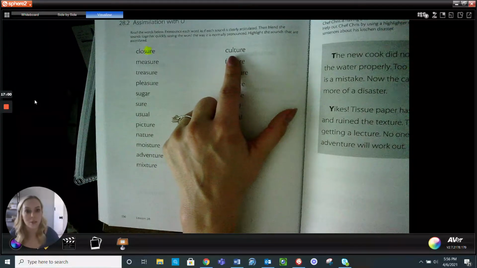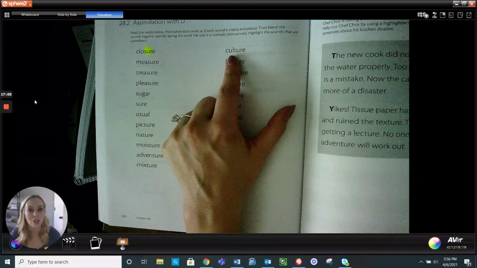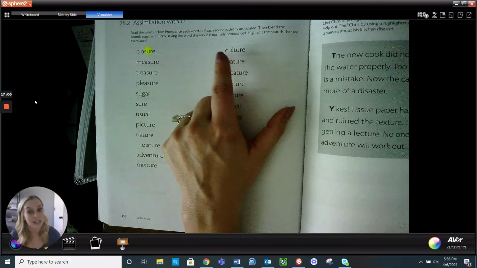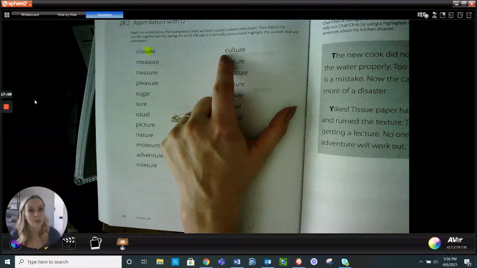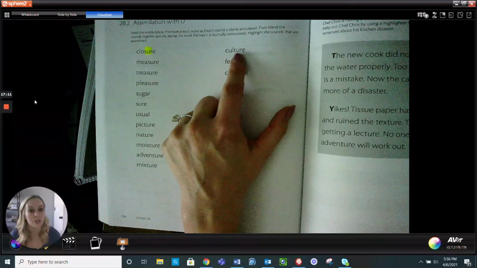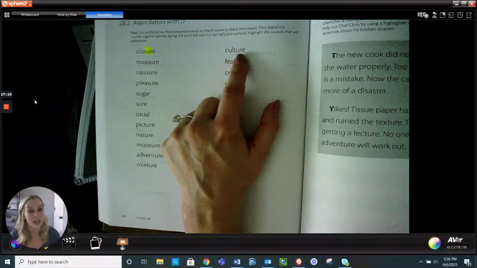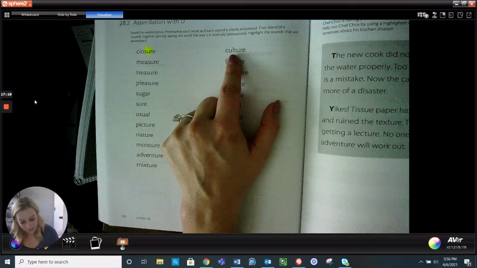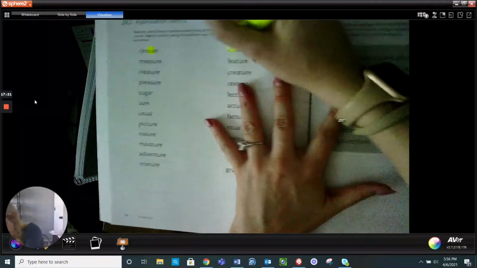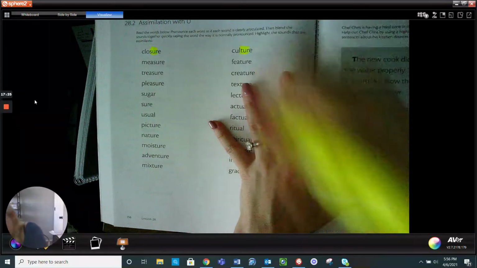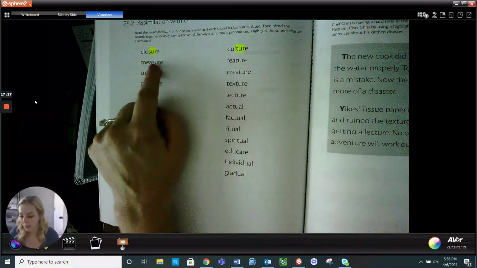So those are assimilated sounds. Let's do this word. This is culture. Now let's sound it out as if we were articulating each sound. Culture. All right, so what sounds are being assimilated or changed here? Culture. The T-U-R, very good.